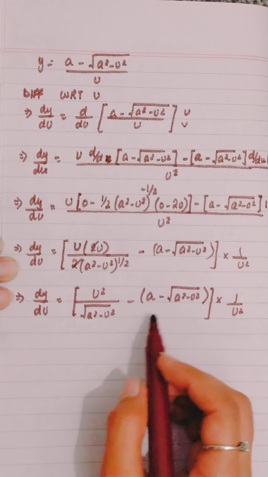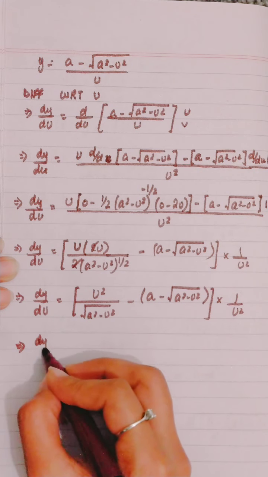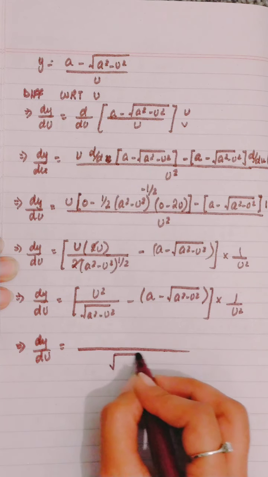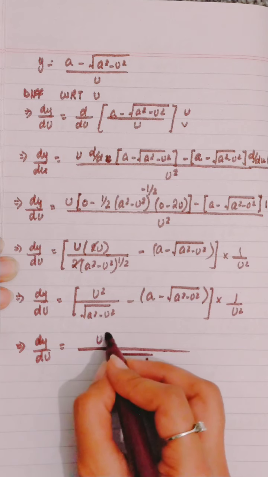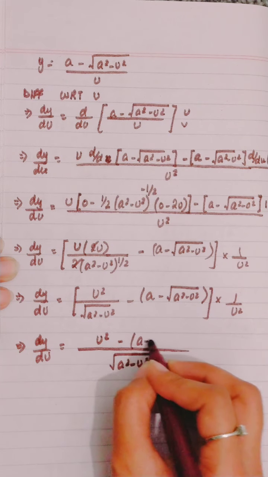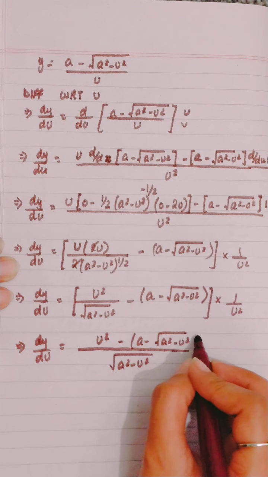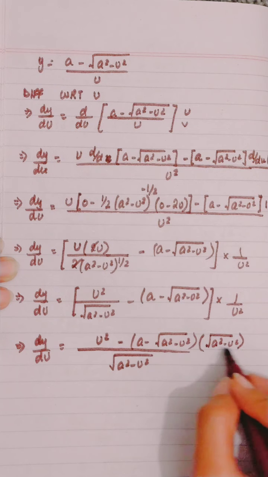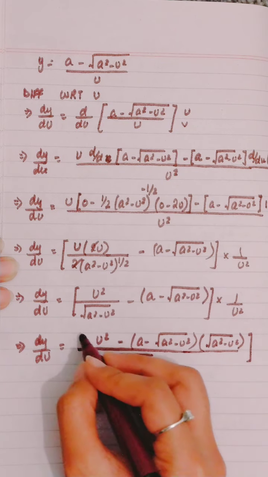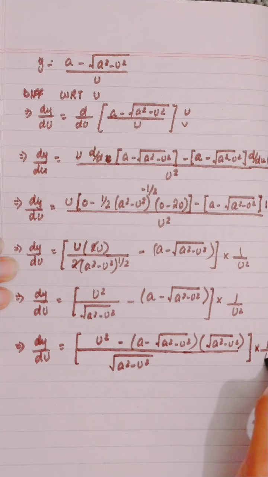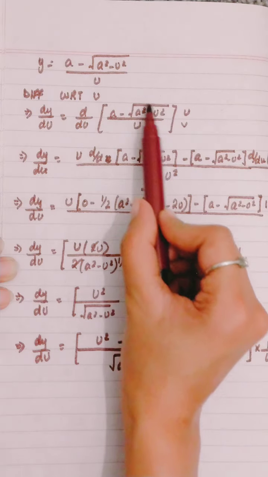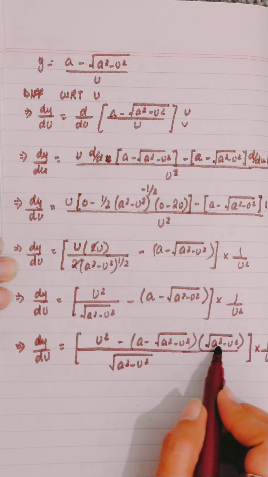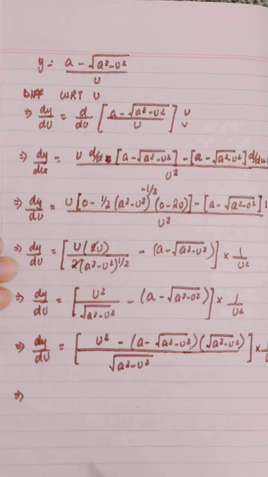Now we will take LCM over here. dy over du equals, LCM is under root of a square minus u square, and this will become u square minus a minus under root of a square minus u square into under root of a square minus u square, into 1 over u square. This whole term is in the bracket, ठीक है, तो माइनस a को सेपरेट नहीं करना.